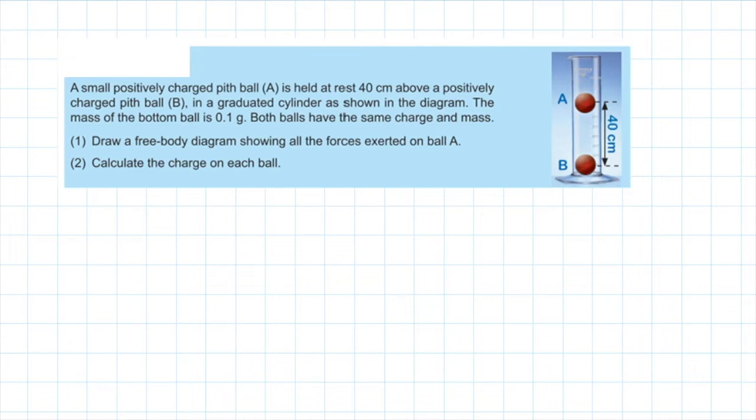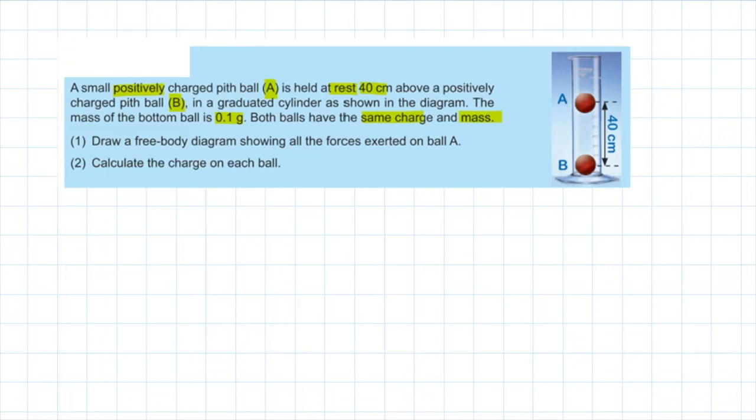This example says a small positively charged pith ball A is held at rest 40 centimeters above a positively charged pith ball B in a graduated cylinder as shown in the diagram. The mass of the bottom ball is 0.1 grams. Both balls have the same charge and mass.